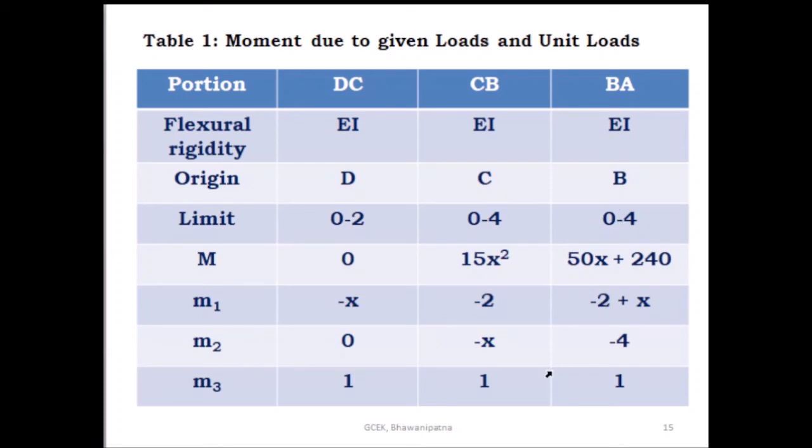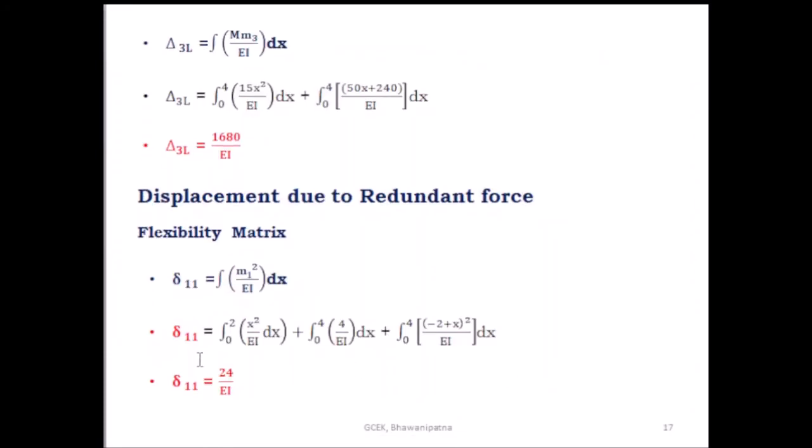Take here 0 to 2 x square by EI dx plus 0 to 4, this is 4 by EI into dx, and then plus 0 to 4 minus 2 plus x whole square by EI into dx. So this is the delta 11. Then after simplification you get delta 11 is equal to 24 by EI.